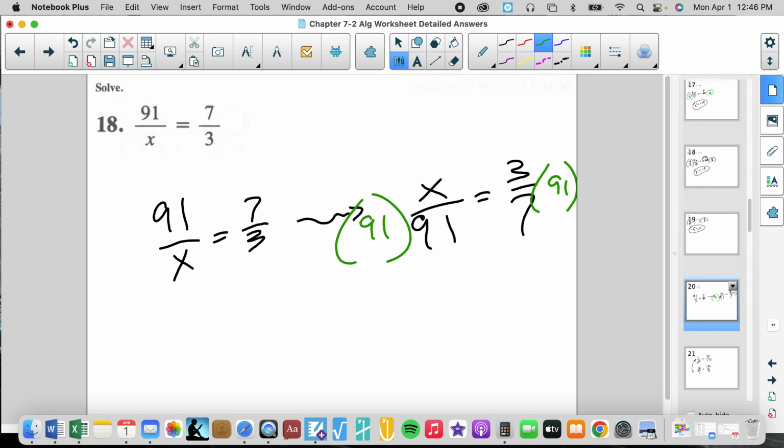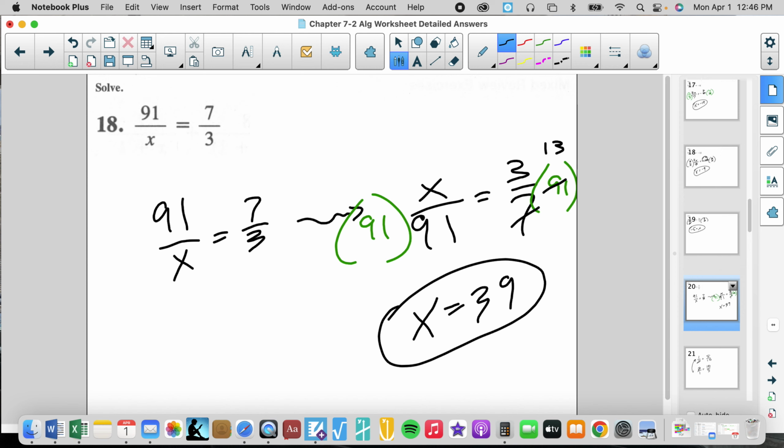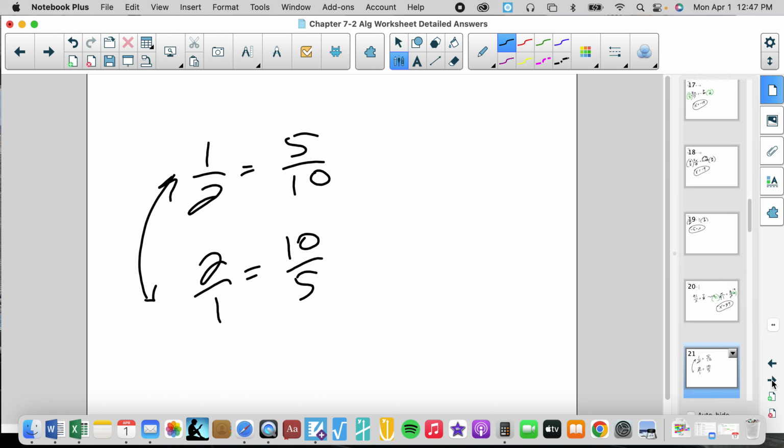91, what an ugly number, but you know 7 goes into 91. 7 goes into 91, 1, and 3, which gives us 39. 39 is 18, 39. 18 is definitely 39. All right. That's good.